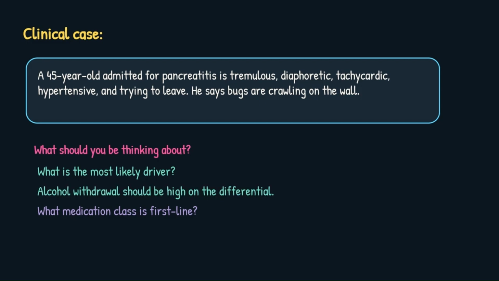So the answer is alcohol withdrawal. This person is admitted for pancreatitis, which is commonly associated with alcohol use disorder. He's saying bugs are crawling on the walls, which indicates that this is a medical cause of hallucinations, and he has all the autonomic instability that you would associate with alcohol withdrawal. So as far as medications to treat, you want to treat this with benzodiazepines. This is the only type of delirium that you will be treating with benzos.